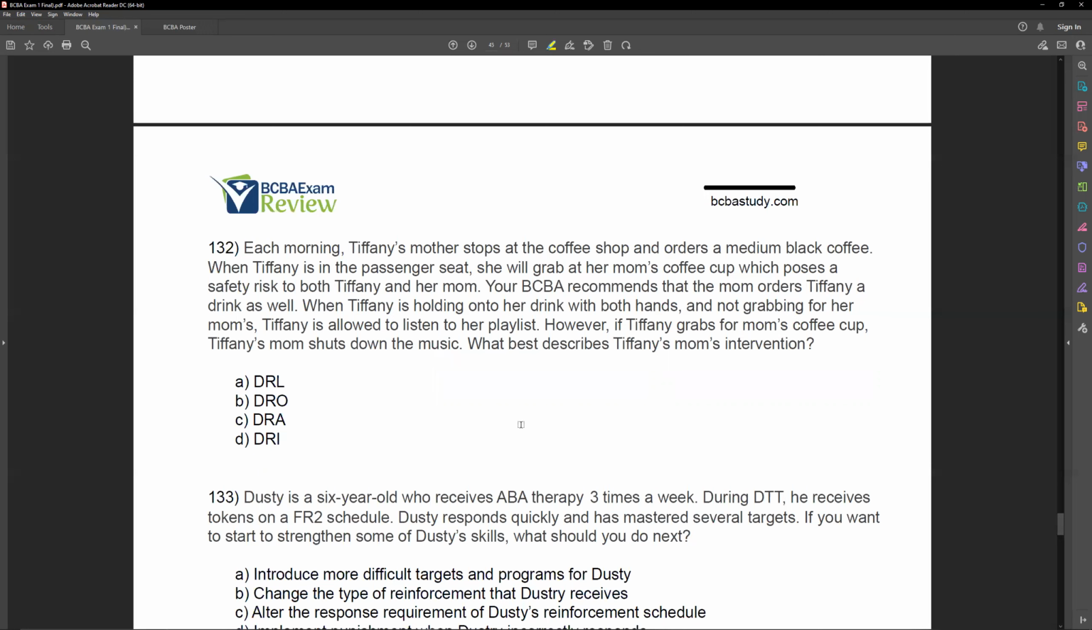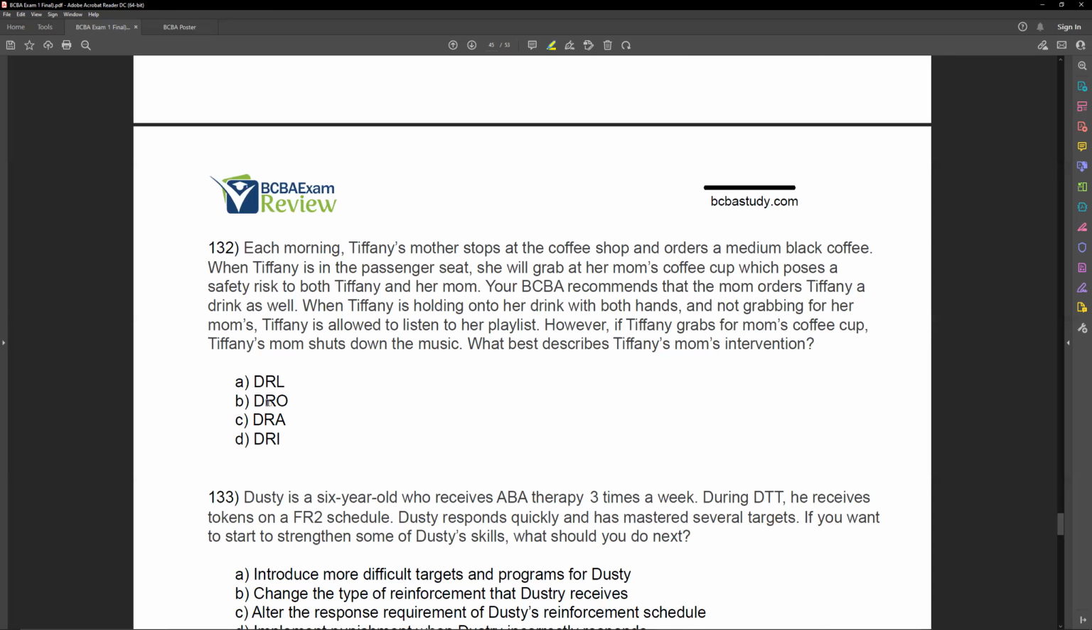Okay, so we have a differential reinforcement question here. Let's first ask ourselves, are we teaching a replacement behavior? In this case, we are, okay? What are we trying to teach Tiffany? We're trying to teach her to, 1, hold on to her drinks with both hands. And why are we doing that? We're trying to replace grabbing for her mom's coffee cup, okay? So we know we're teaching a replacement behavior.